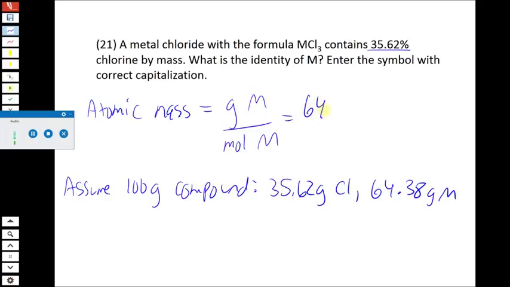Momentary dyslexia. So 64.38 grams of our metal. That's in the numerator. And then our next step is going to be to calculate the moles, which we don't have directly. So how do we do that?